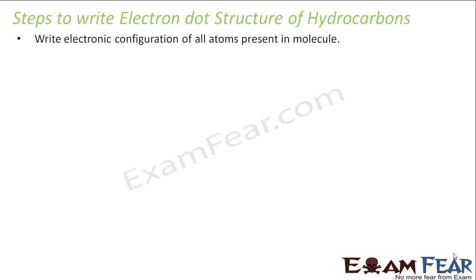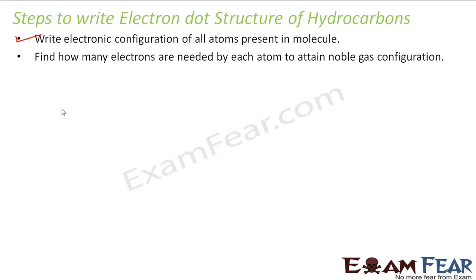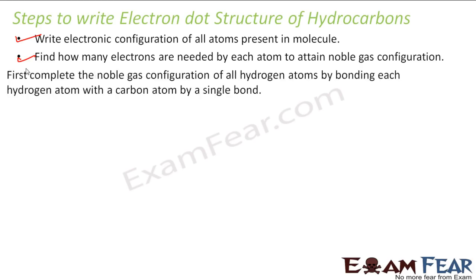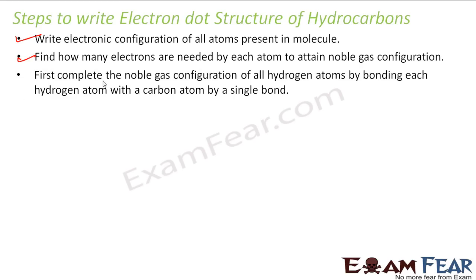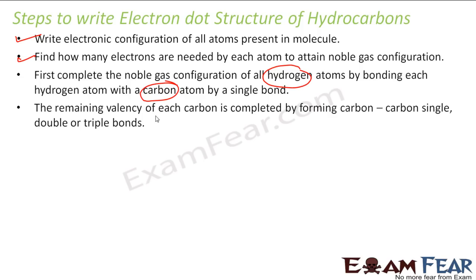So I talked about the electron dot formula. There are steps to write it. First is to write the electron configuration of all the atoms present in the molecule. Once it is done, find how many electrons are required to attain noble gas configuration, right? And then first complete the noble gas configuration for all hydrogen atoms, and then move on to the remaining carbon.